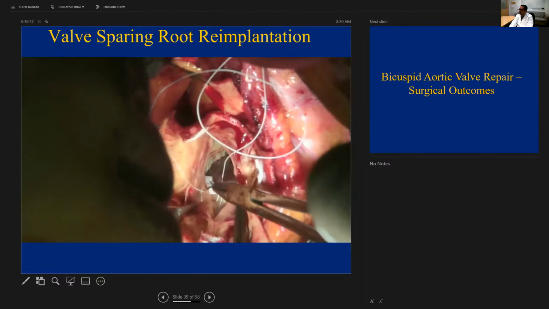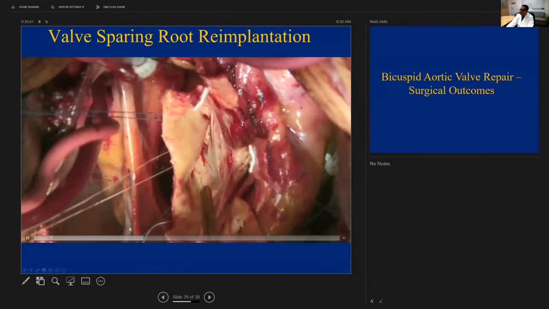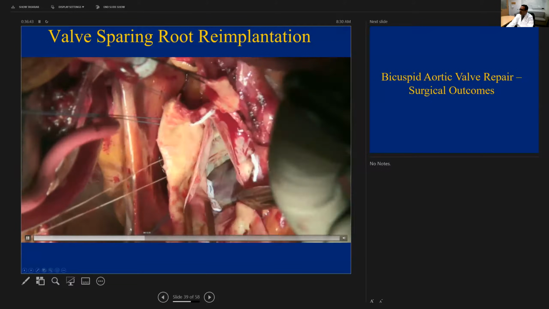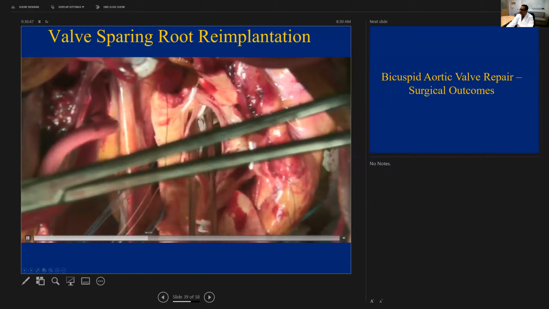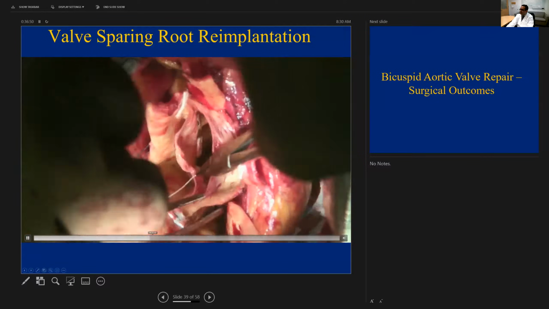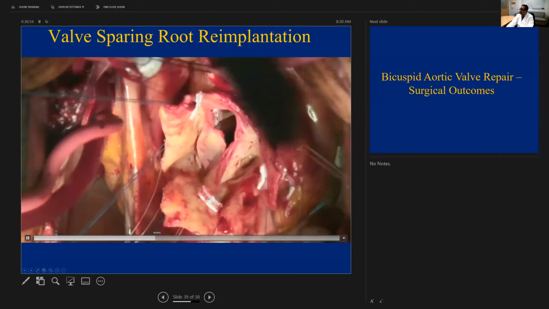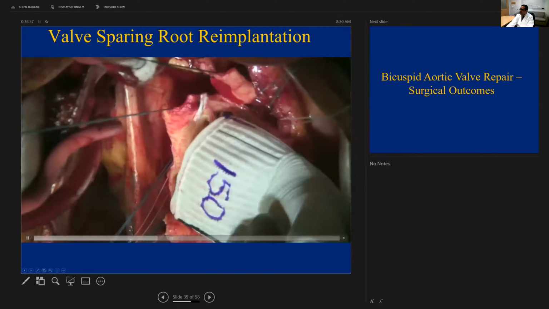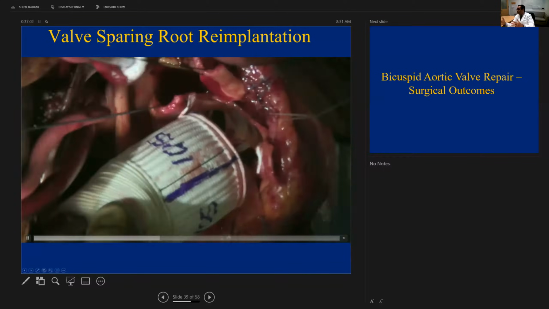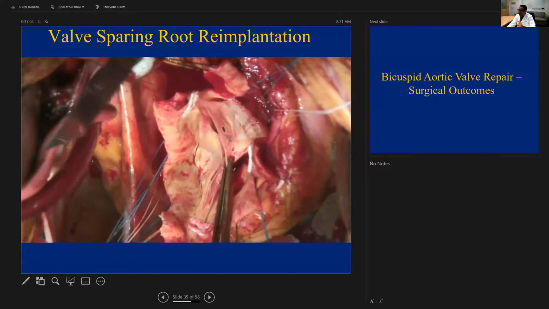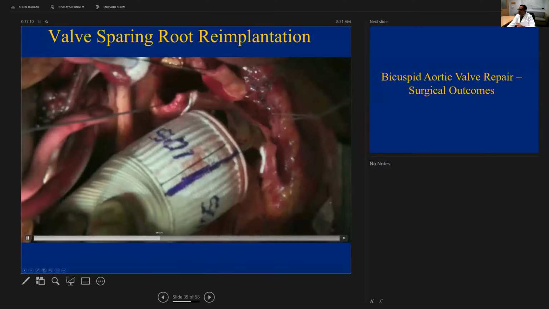So we commit to the root reimplantation. These are subannular sutures that we place circumferentially around. In the interest of time, I'll move this along a little. So this is important here. Once we commit to the subannular sutures, we actually drew it out here to kind of show that we orient our graft by the orientation of the valve itself. So I'll go back here just in the interest of time.